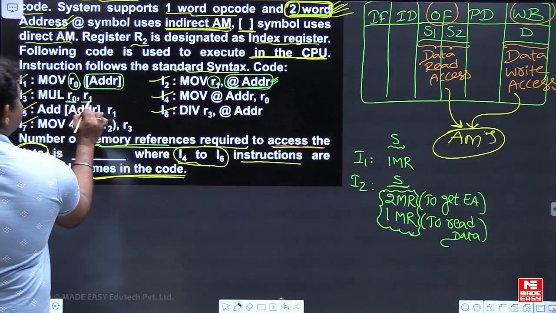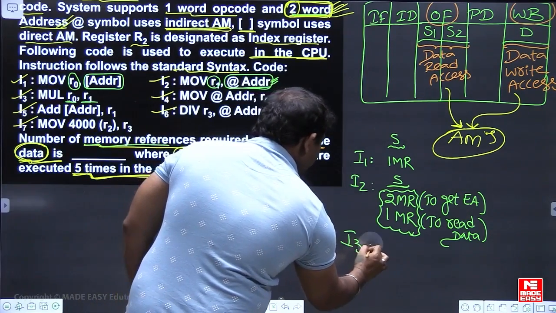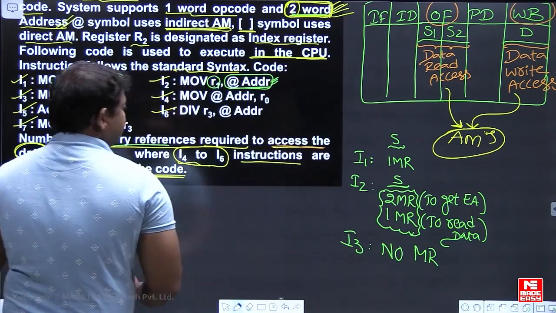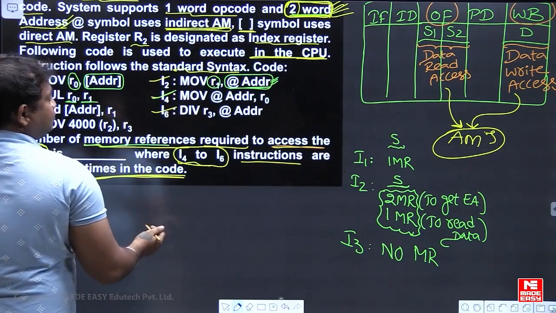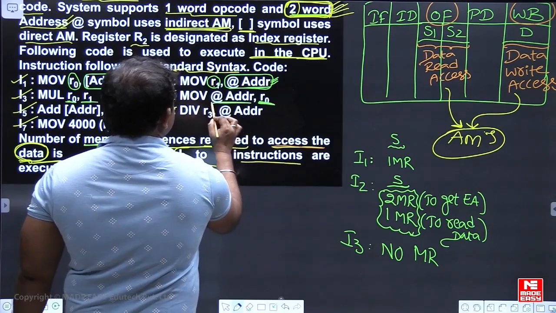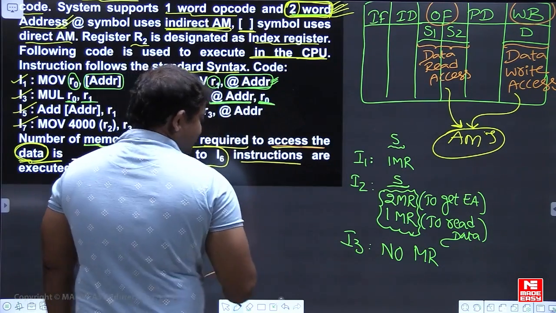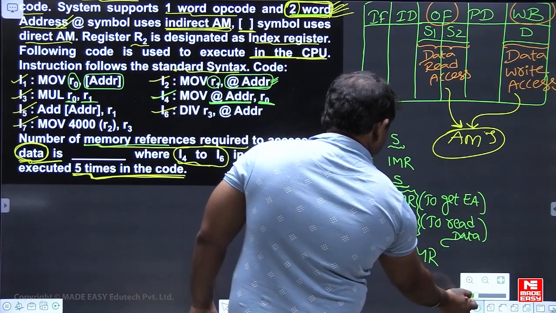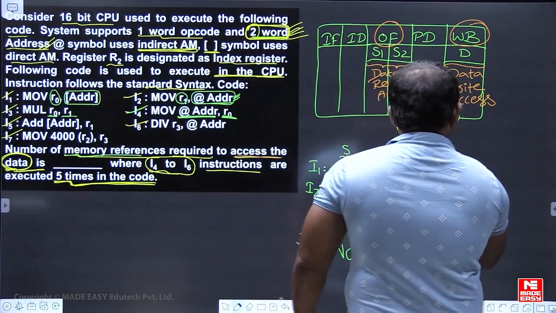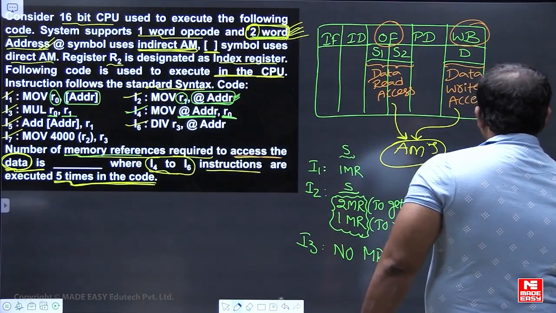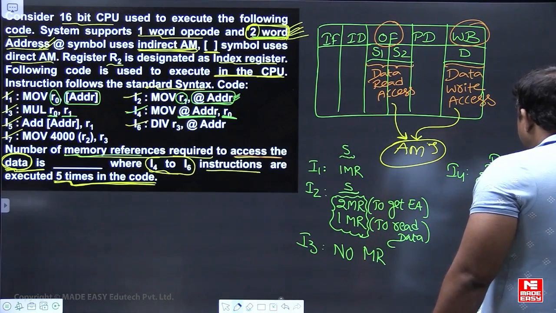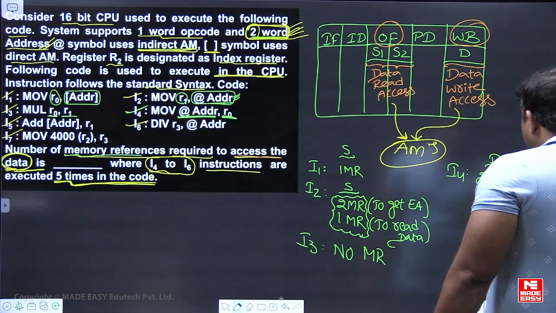I3: both are register addresses. Therefore, I3 needs no MR. Memory references are not needed for data accessing. Then I4, see this. It is a move instruction. R0 is the source. Again, see the at-the-rate symbol, indirect addressing mode. The destination requires it: indirect addressing mode is the destination. So here 2 MR to get the effective address and 1 MR to write the data.